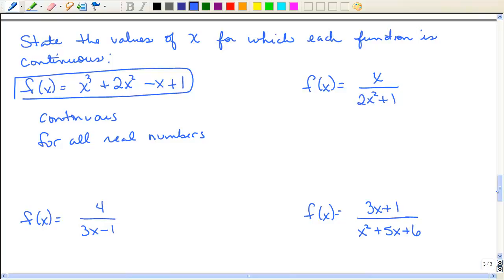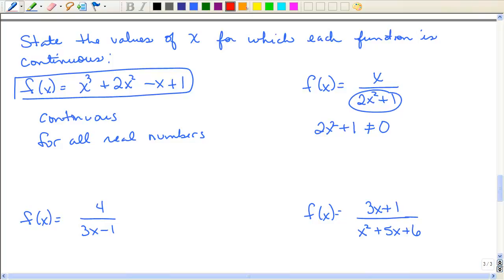Okay, now let's look at this one. Ooh, I do have a fraction. Well, we talked way back about the domain. Remember, you cannot divide by 0. That would give you an asymptote or possibly a hole in the graph. Well, let's see. So I know that 2x squared plus 1 cannot be 0. Well, is that ever going to be 0?